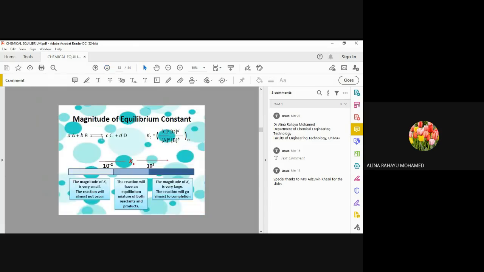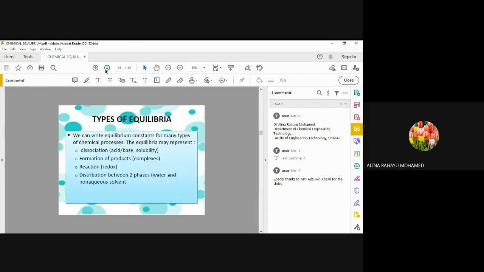For the magnitude of the equilibrium constant Kc or Keq, 10 to the minus 2 and lower is considered very small. The reaction will almost not occur. In between 10 to the minus 2 and 10 to the power of 2, the reaction will have an equilibrium with both reactants and products. If Kc or Keq is greater than 10 to the power of 2, the magnitude is very large. The reaction will go almost to completion.